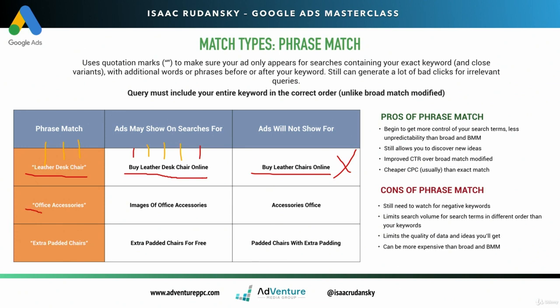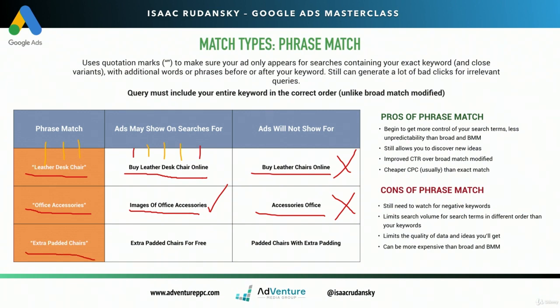"Office accessories," enclosed in quotation marks. "Images of office accessories," that's a plus because again, my phrase office accessories appears in the search query with all the words in the same order. "Accessories office" will not show because while it has all the words, it's in the wrong order. And that's sort of the rule of phrase match.